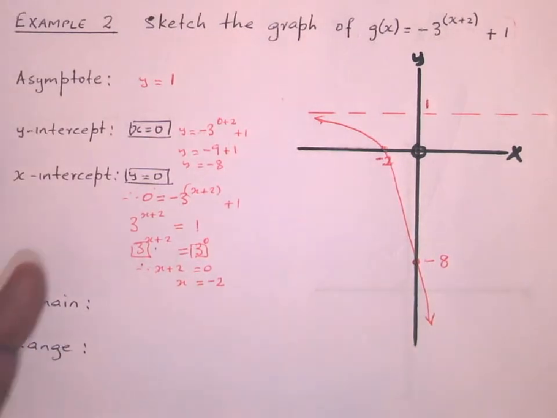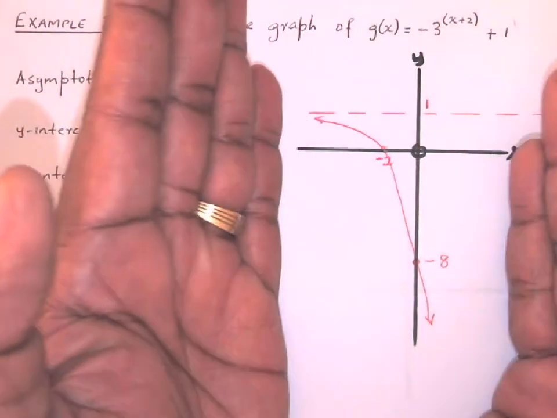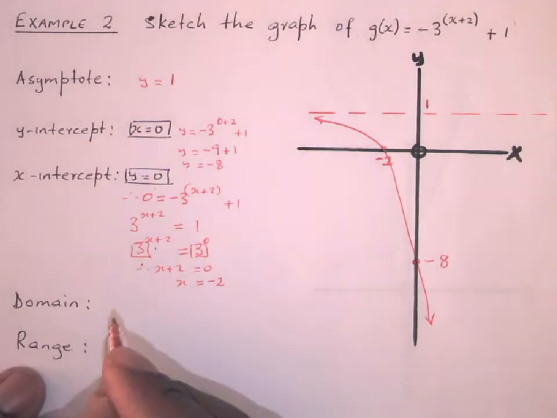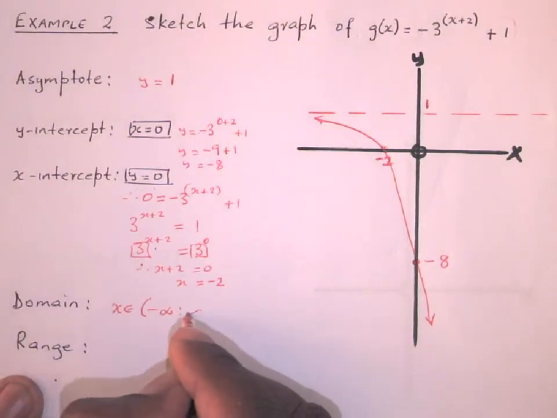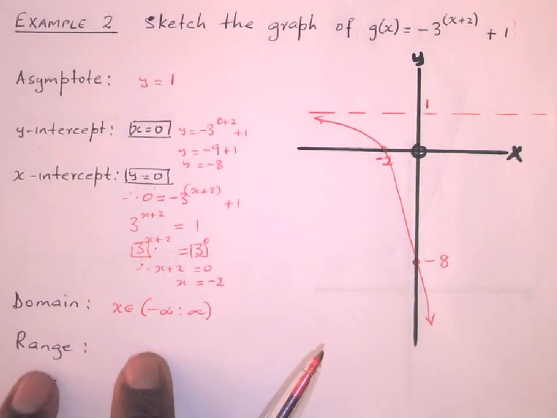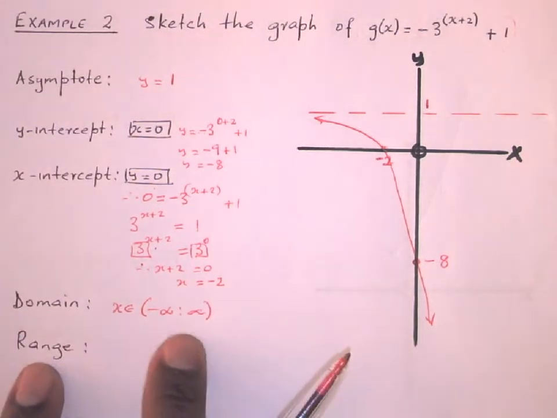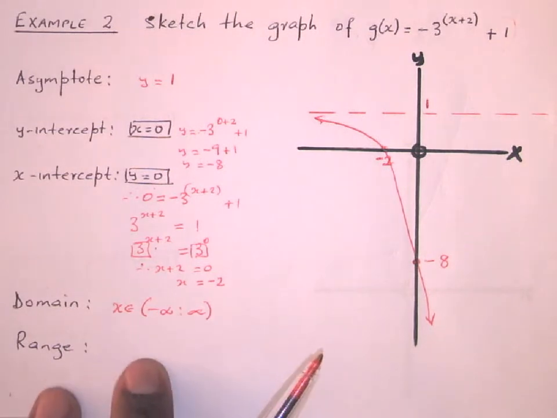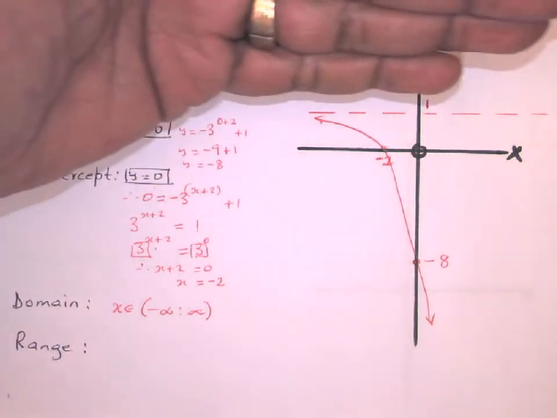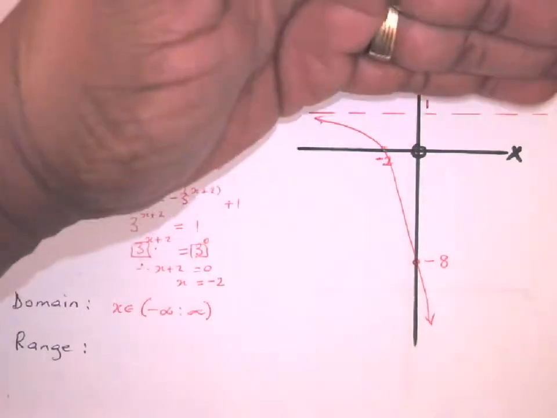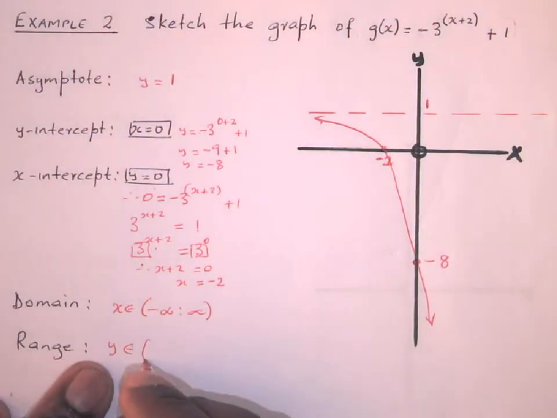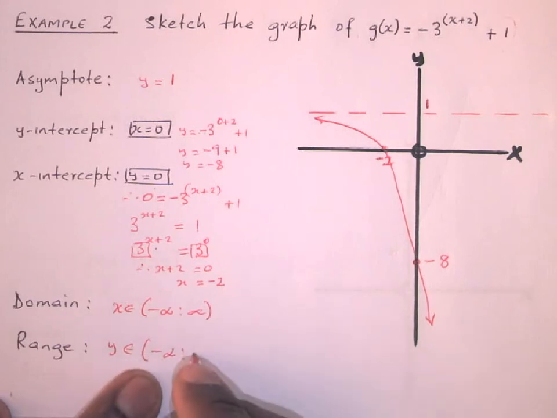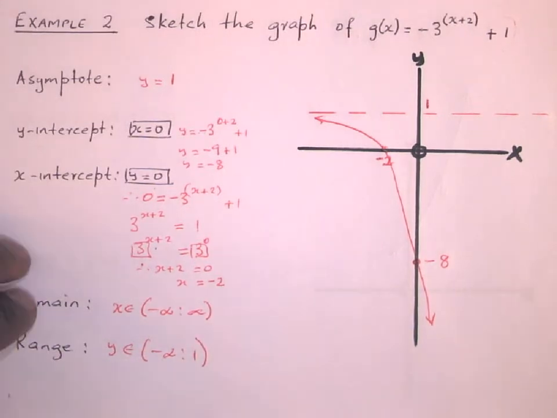The domain. You can see that the graph goes all the way to the left and all the way to the right. So therefore the domain is x is an element of negative infinity to positive infinity. Now what's the range? You can see that the graph is always below 1. So we can say y is an element of negative infinity up to, but not passing, 1. Or we can say y is less than 1.